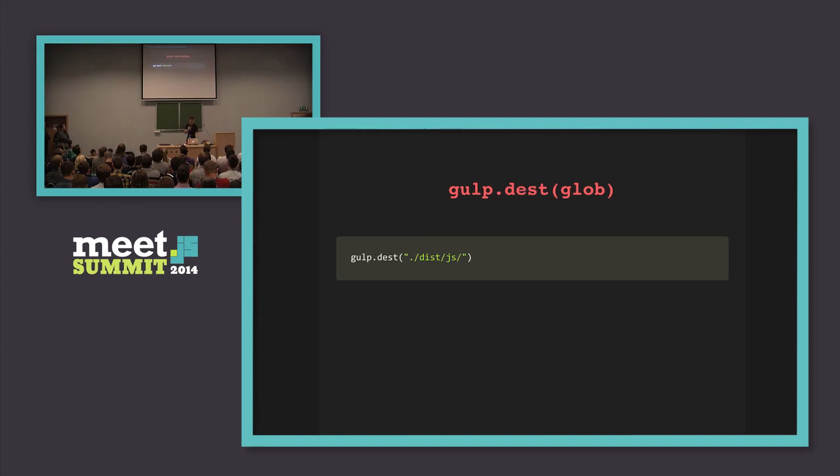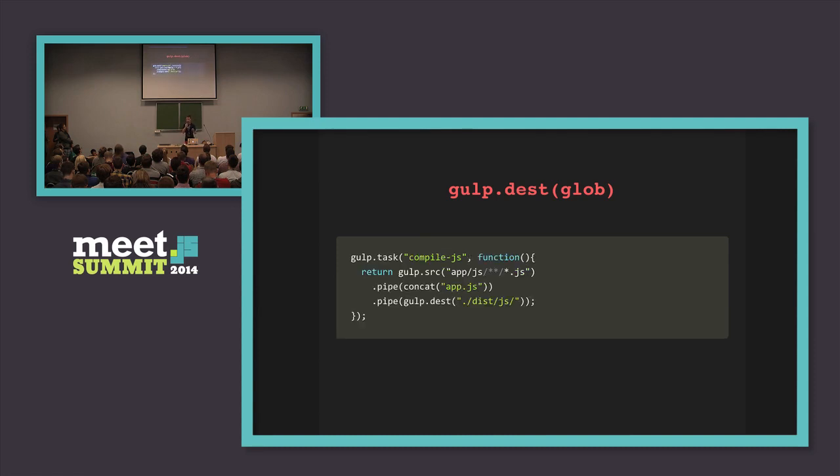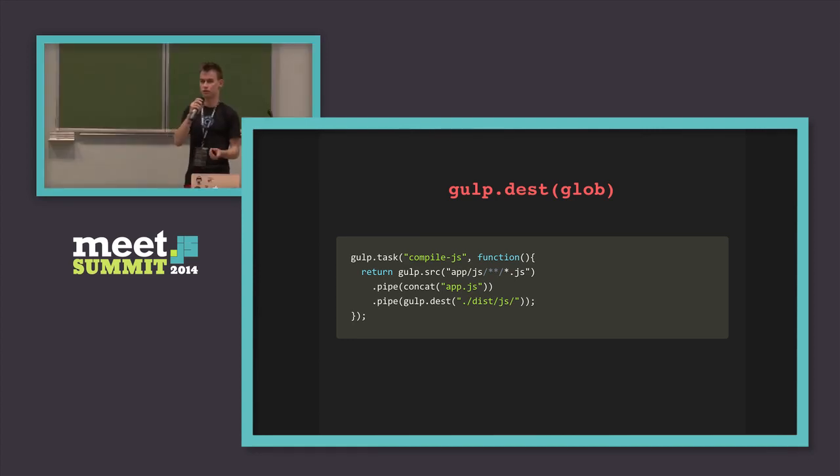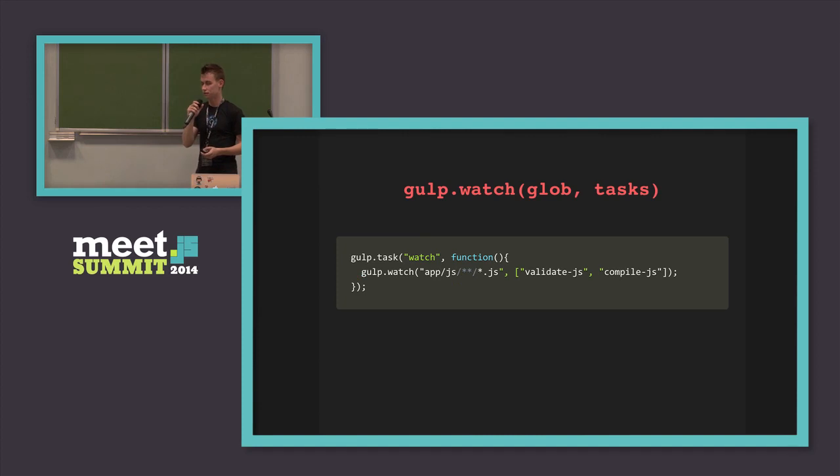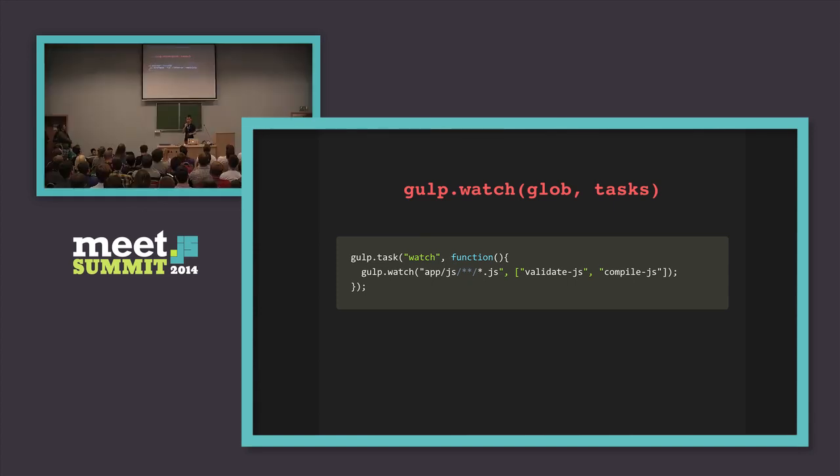Also, here's the destination. It's something like a plugin, because if you put it into the pipe, then it just saves the files into the folder. And you can still do something with those files, so you can save them, pass them to another plugin and save again. And we also have the gulp.watch task. When you have some task like watch, then we can just watch for some files and run a given set of tasks whenever something changes there.